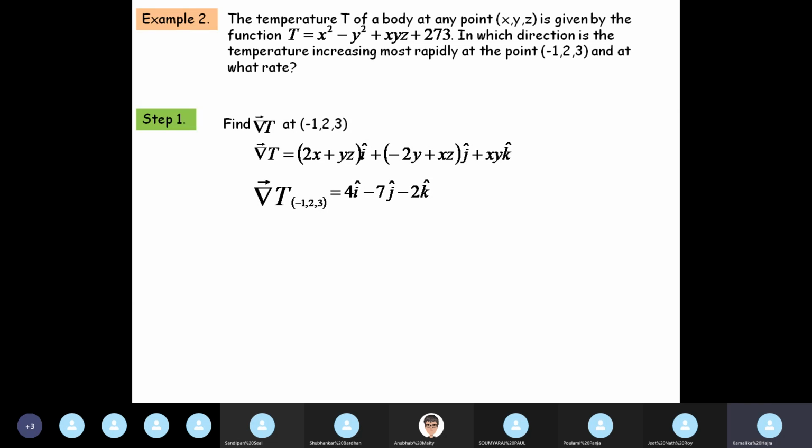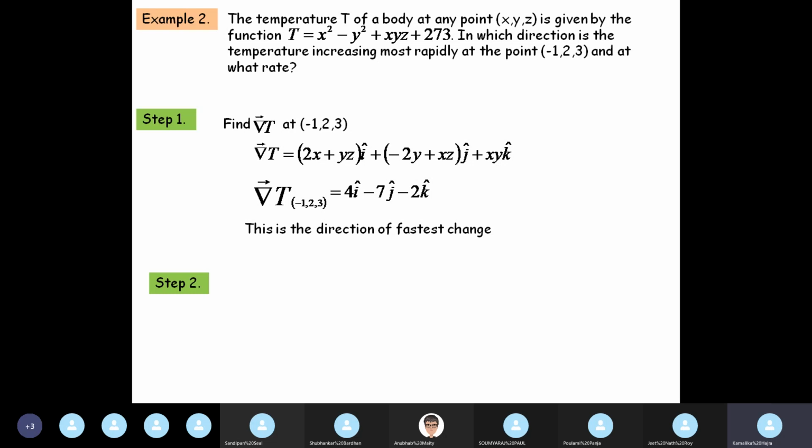And then, so grad T, this is the required direction of fastest change because by definition, grad of a function at a given point gives you the direction in which the function changes with most rapidness. Okay, so this is the direction of fastest change. So you've got your answer to the first question.